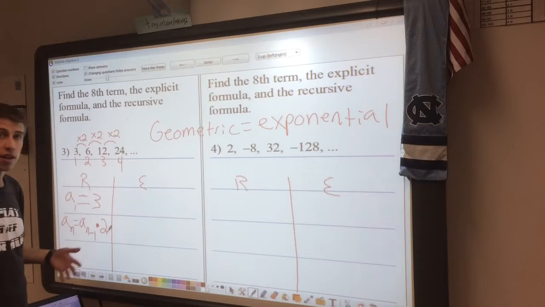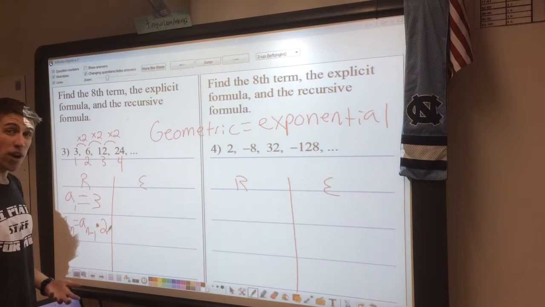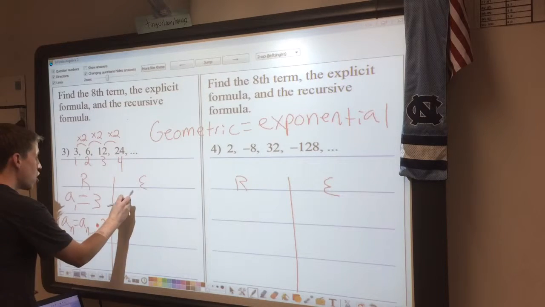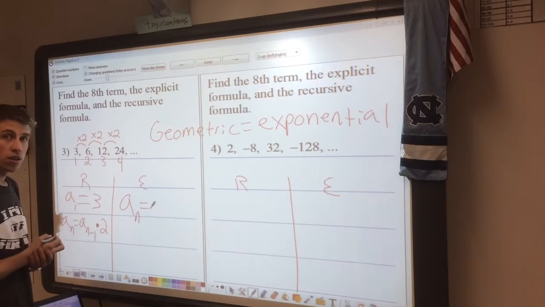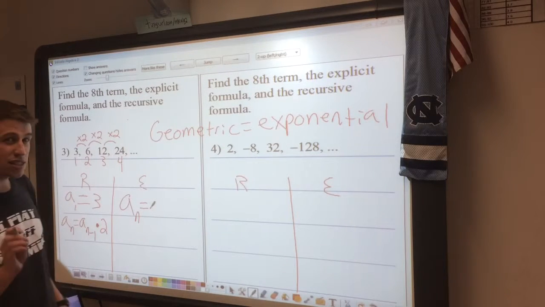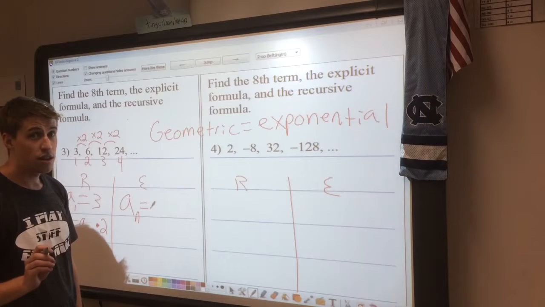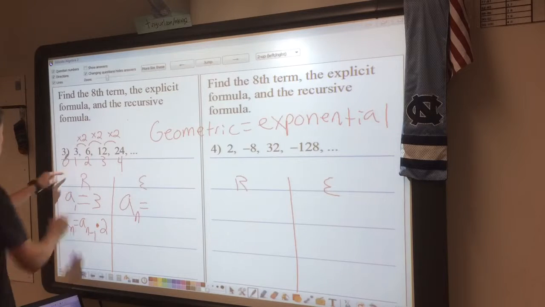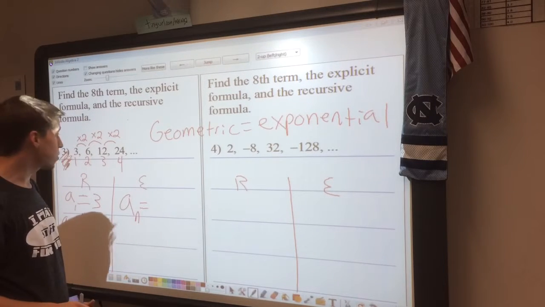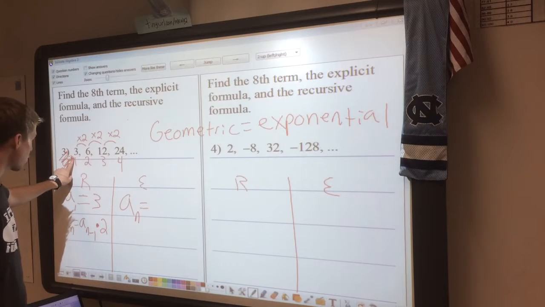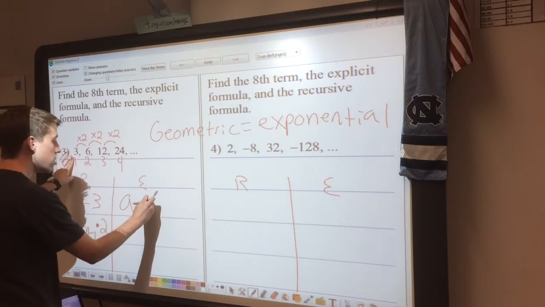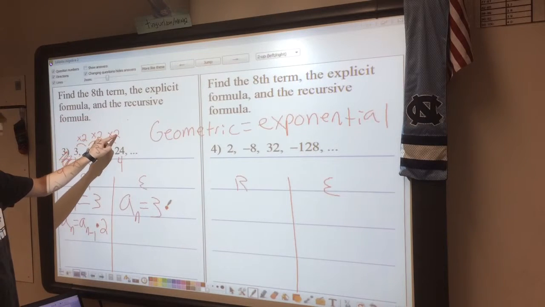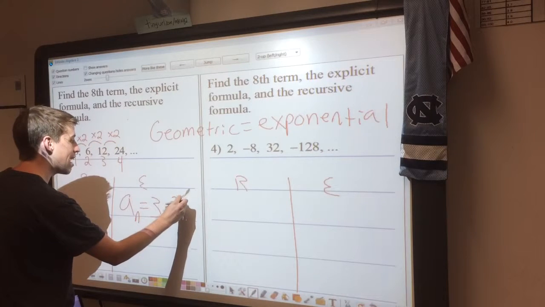Now the explicit formula is going to look like an exponential equation that you guys wrote successfully last week when I just threw it up in the do now. We're going to say a sub n is equal, well, we need the starting value, but this is where it's different than arithmetic sequences. With arithmetic sequences, we had to go back to term 0. We don't do that for exponential and geometric sequences. We have our starting value at term 1, just like the recursive. So we're going to see 3 times whatever our multiplier is, raised to the n minus 1.